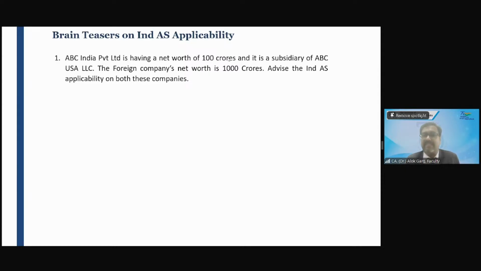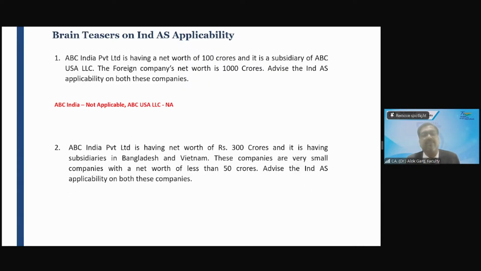So tell me whether Ind AS is applicable on ABC India Private Limited. Answer is no. And it is a subsidiary of ABC USA LLC, a US entity. But the US entity's net worth is 1000 crores. Tell me whether Ind AS is applicable to that US company and the Indian company. Not on both. The Indian company is unlisted, net worth is less than 250 crore. So as per its own criteria, Ind AS is not applicable and you are not required to check the reference of the overseas entity. On both the entities, Ind AS is not applicable.